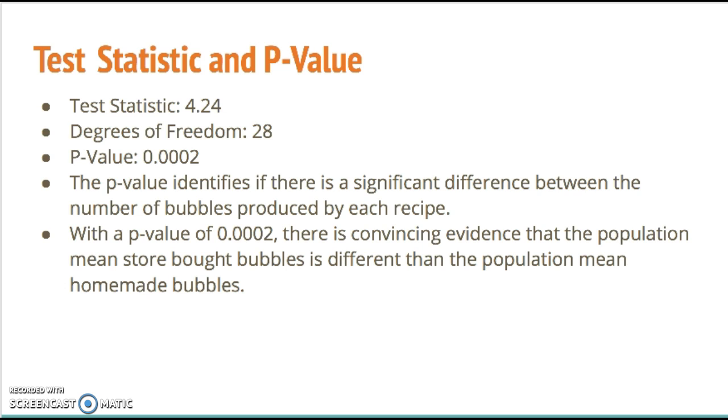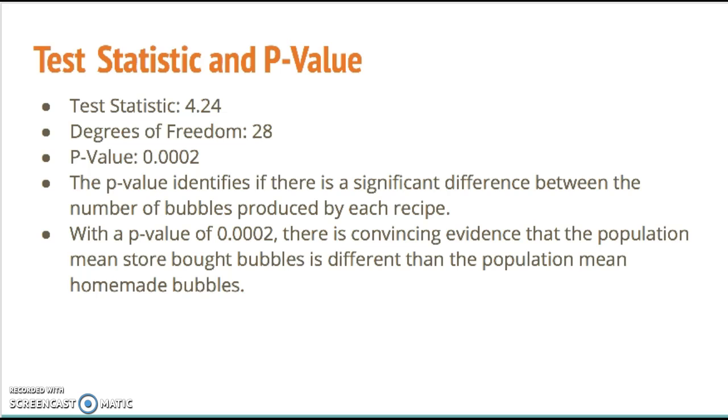Our SAS code gave us a test statistic of 4.24, 28 degrees of freedom, and a 0.0002 p-value. The p-value identifies if there is a significant difference between the number of bubbles produced by each recipe. A high p-value shows evidence against the alternative hypothesis, while a low p-value shows evidence for it. With a p-value of 0.0002, there is convincing evidence that the population mean of store-bought bubbles is different than the population mean of homemade bubbles.